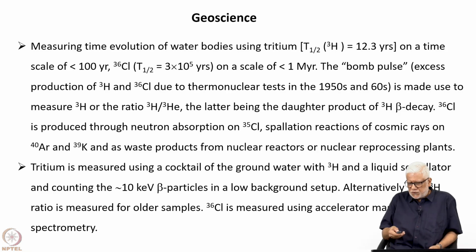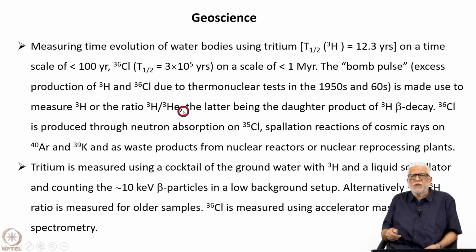Okay, in geoscience, for instance, measuring the time evolution of water bodies using the radioactive isotope tritium on a time scale of the order of 100 years, or chlorine-36 on a time scale of 1 million years, these have been used. And what they use is the bomb pulse, which is an excessive production of these two isotopes in the thermonuclear tests of the 50s and 60s, in order to measure the ratio of tritium to helium-3, because this is the decay product of tritium.